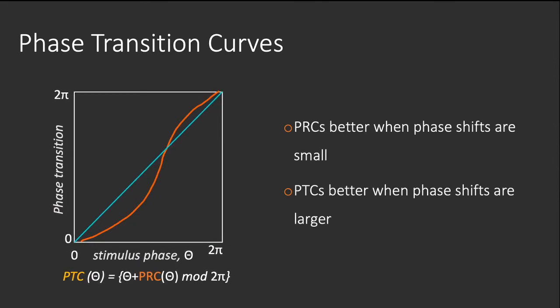The phase response curves are more convenient when the phase shifts are small so they can be magnified. And the phase transition curves, in contrast, are better when phase shifts are large and comparable with the period of oscillation.